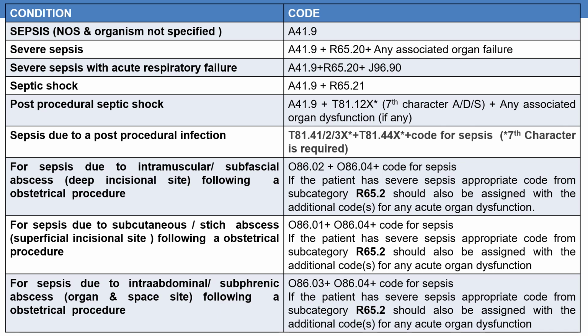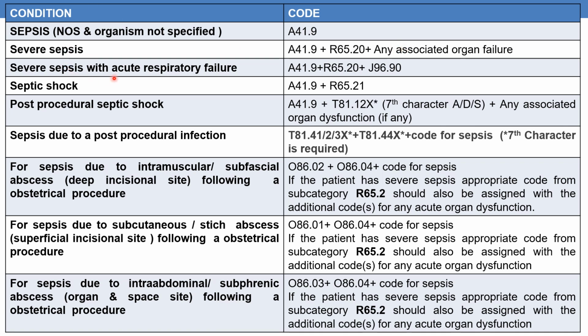Next, coming to severe sepsis. For severe sepsis, a minimum of two codes are required. The first code is A41.9 to indicate sepsis, followed by R65.20 to indicate severe sepsis without septic shock. Then any associated organ failure. So severe sepsis requires a minimum of 2 or 3 codes.